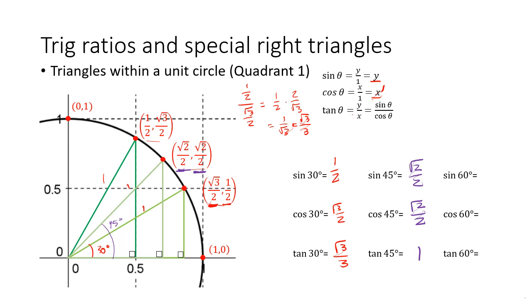Moving on now to the 60-degree angle, which is this one. If we want to know the sine of 60 degrees, that's the y value, so it's root 3 over 2. The cosine of 60 degrees, that's the x value, 1/2. And then the tangent of 60 degrees is root 3 over 2 divided by 1/2, which is root 3 over 2 times 2 over 1, which is just root 3. So the tangent of 60 degrees is the square root of 3.